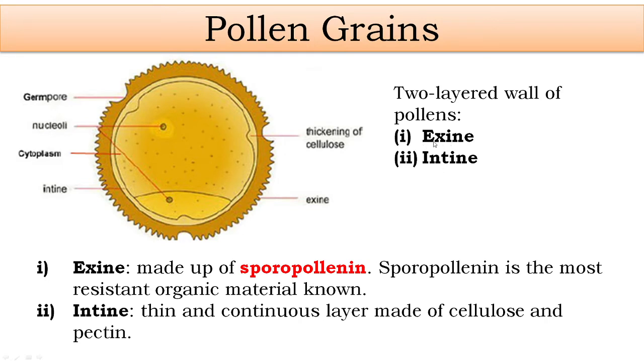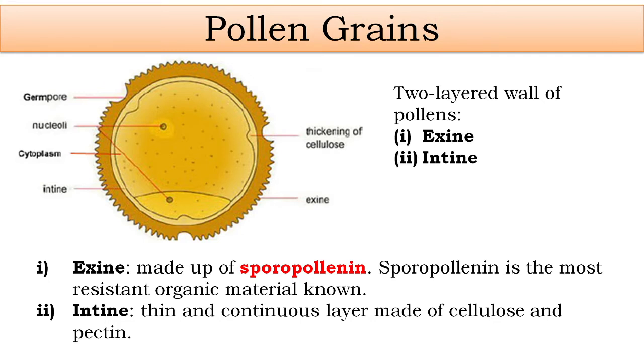The outermost covering of the pollen grain is called exine. And exine is very, very tough. What renders exine so tough is that it is made up of sporopollenin. Sporopollenin is extremely resistant to adverse environmental conditions, and there are no enzymes known to digest sporopollenin.